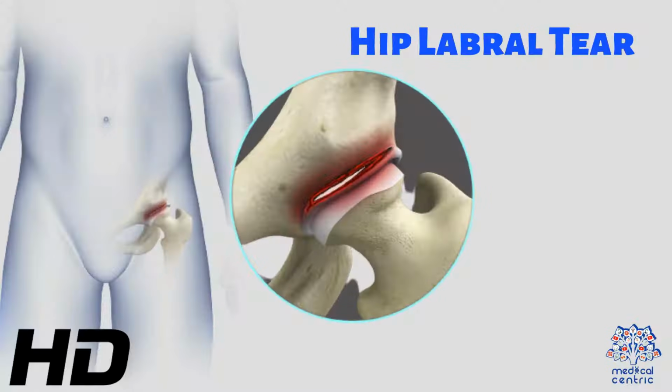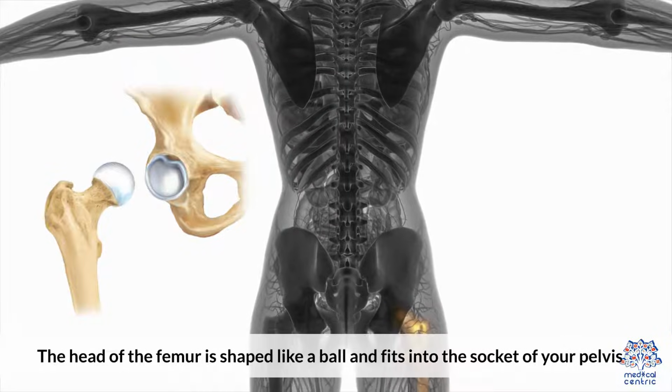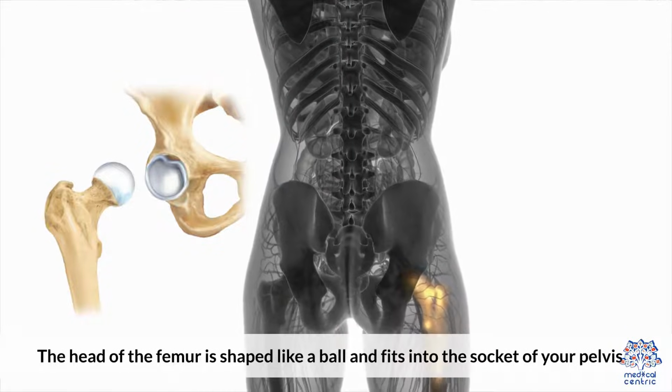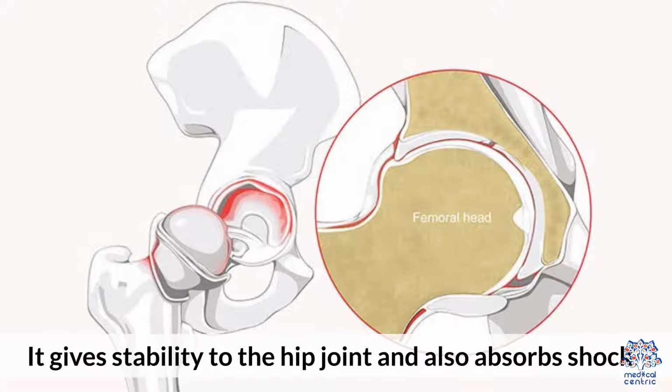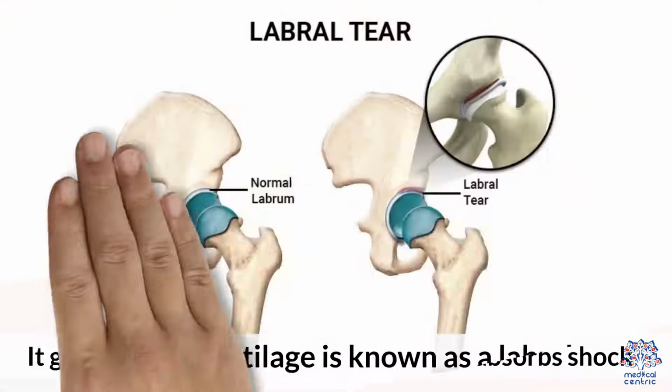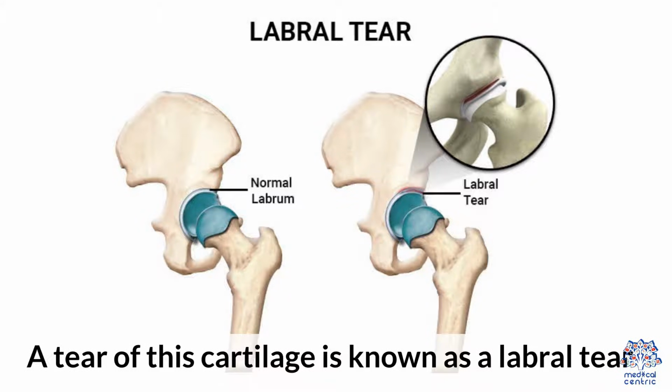Today's video topic is hip labral tear. The head of the femur is shaped like a ball and fits into the socket of your pelvis. The labrum is a ring of cartilage at the edge of this socket. It gives stability to the hip joint and also absorbs shock. A tear in this cartilage is known as a labral tear.